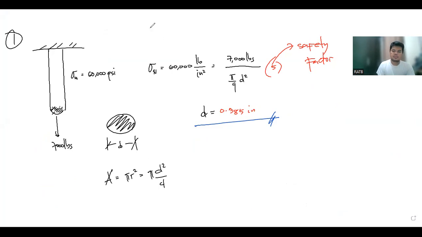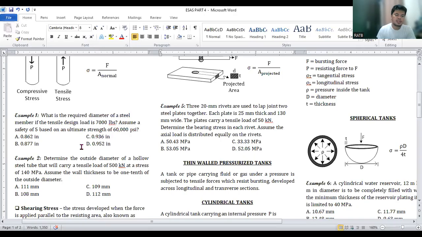Okay, so I think we forgot to include the factor of safety, which is 5. So if we include 5 in the solution, for letter A, that's 0.862 inch.